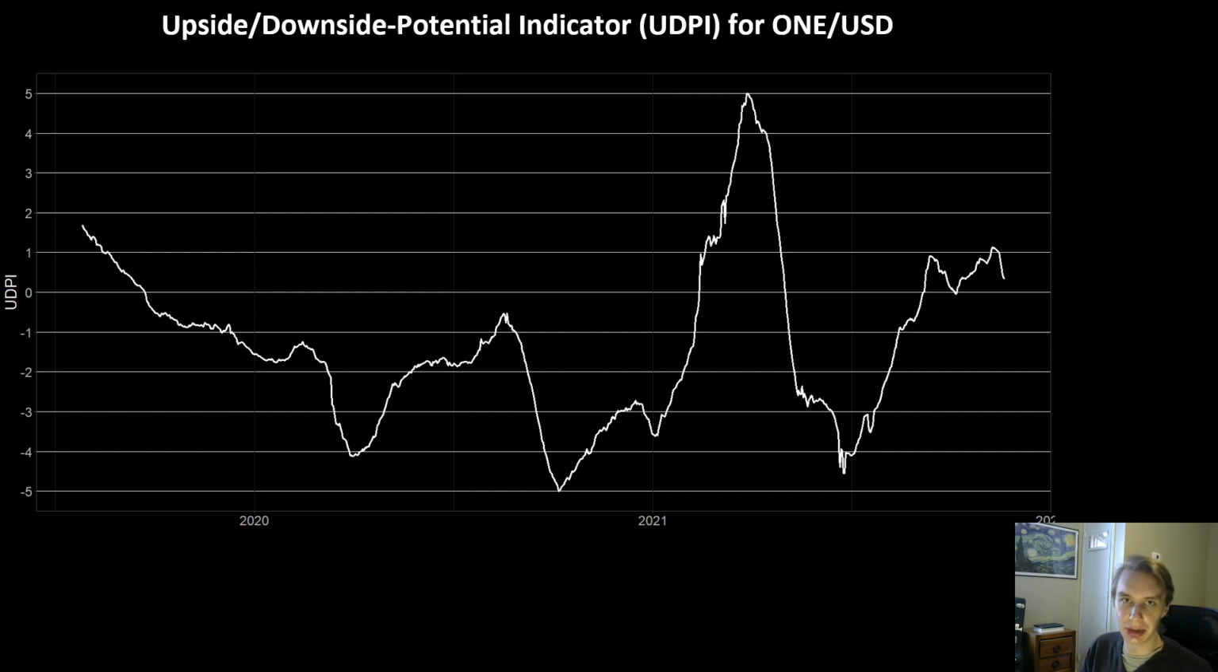And of course, with the expectation that ONE is going to appreciate in price over the bull market, we do expect it to break its all-time high that it put in not too long ago and to be able to really move a lot further to the upside. That would be expected in an uptrending general crypto market.